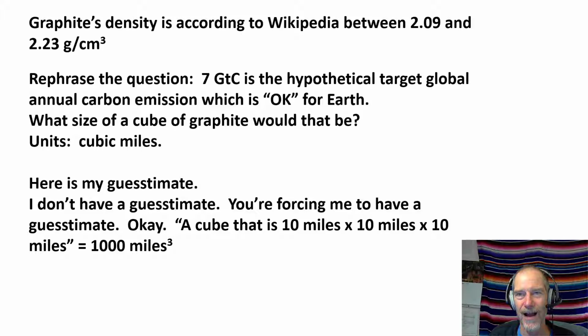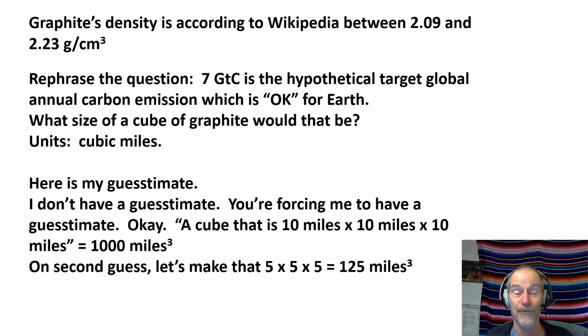A mile is 5,000 feet and change, so 10 miles is 50,000 feet. Commercial jetliners fly at 40,000 feet. That's a huge, big chunk. Mount Everest is 20,000 feet, so this is taller than Mount Everest. Okay, I'm going to revise my estimate down. Instead of 10 by 10, I'm just going to go with 5 by 5. All right, so that's going to be my guess.